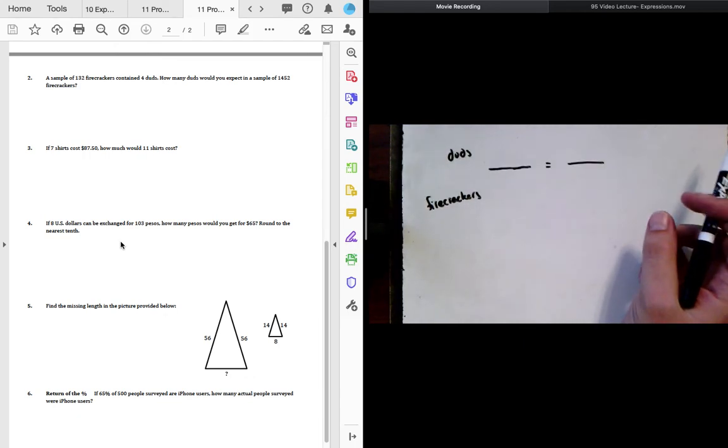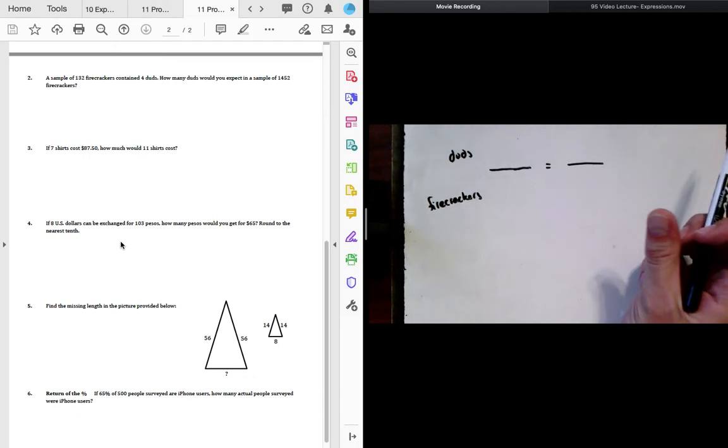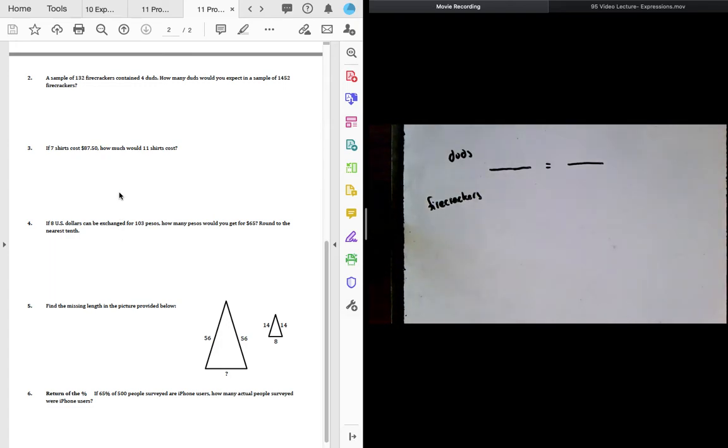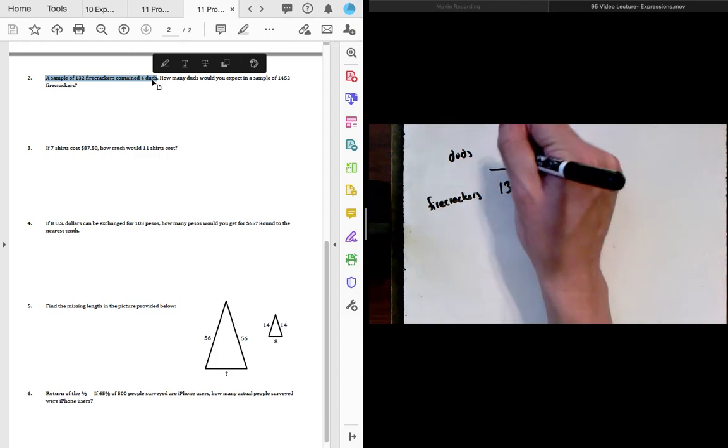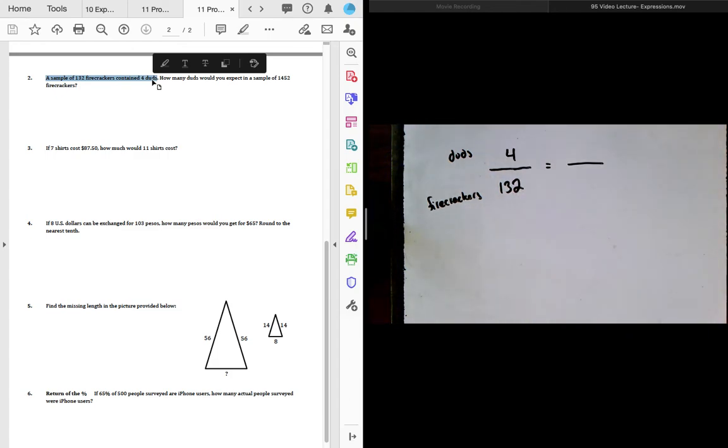In this problem, it said a sample of 132 firecrackers contained 4 duds. That first sentence gives us one of the ratios right away. And so I'm going to put 132 firecrackers on the bottom, and I'm going to put 4 duds on the top. Now to fill in the second ratio, I'll read the second sentence.